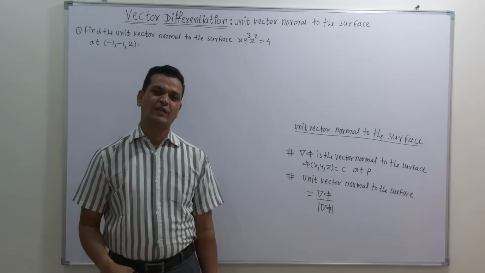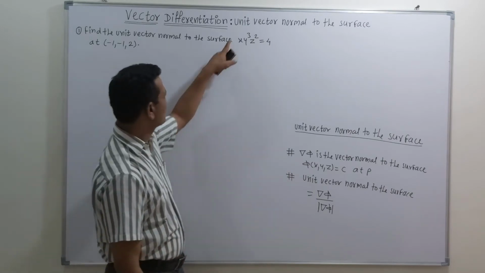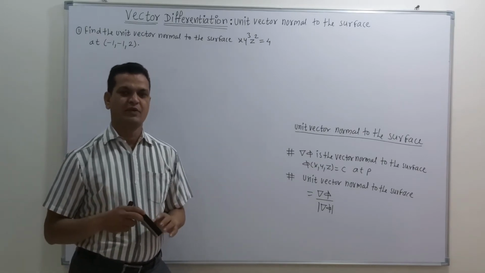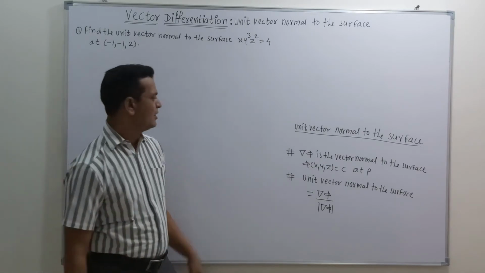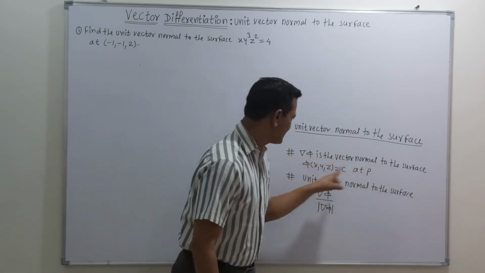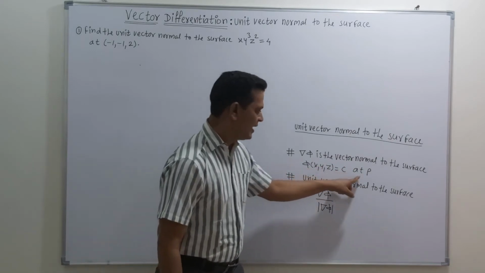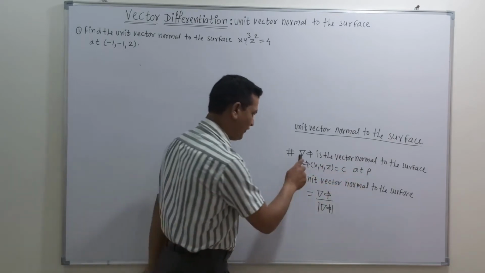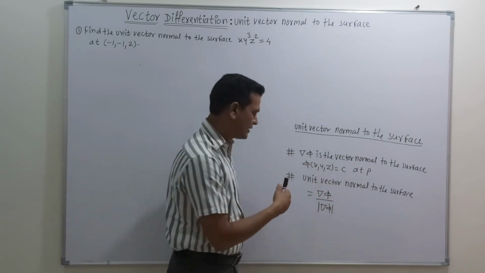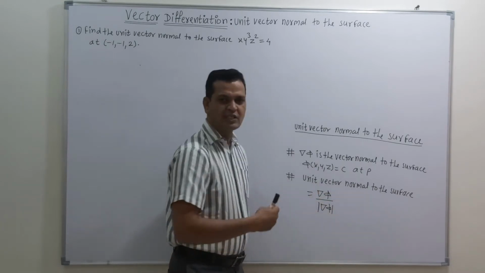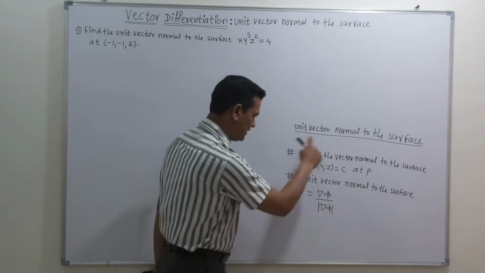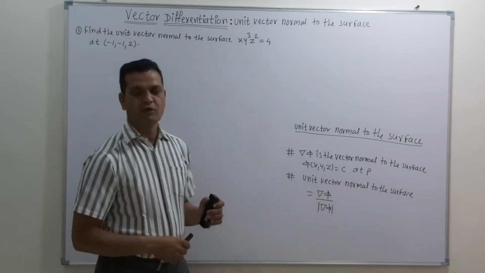Friends, in this video lecture we are going to learn the concept called the unit vector normal to the surface. Let me first introduce the concept, then we will solve an example based on this topic. Del phi is the vector normal to the surface phi of x, y, z equal to c at the point P. In short, if we find the gradient of phi, or del phi, then del phi denotes the vector normal to the surface. The unit vector normal to the surface is defined as del phi upon magnitude of del phi. This is the definition of the unit vector normal to the surface.